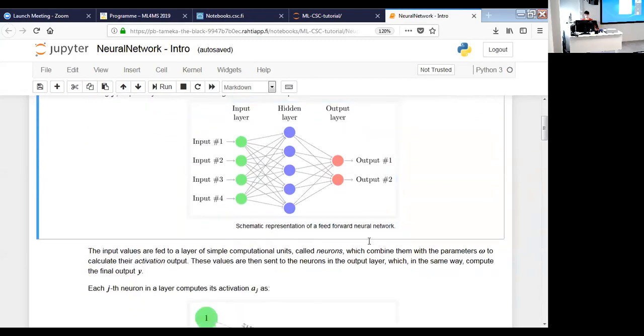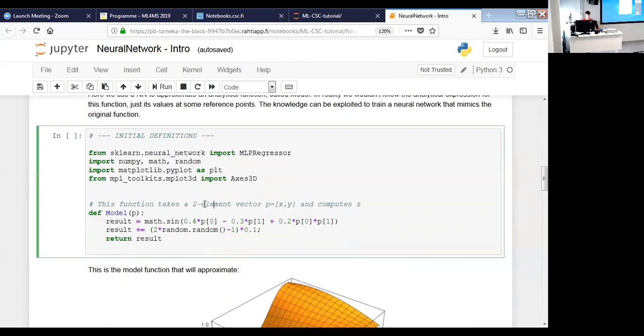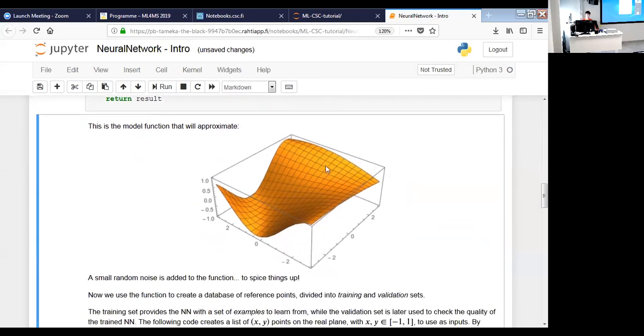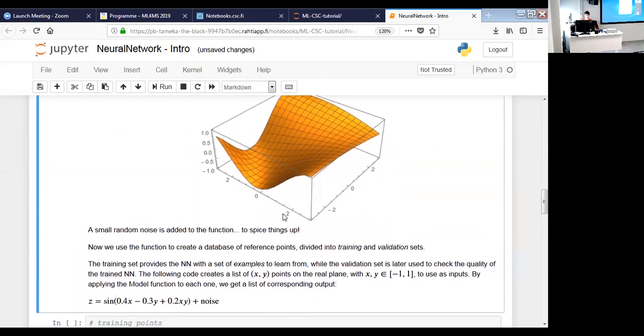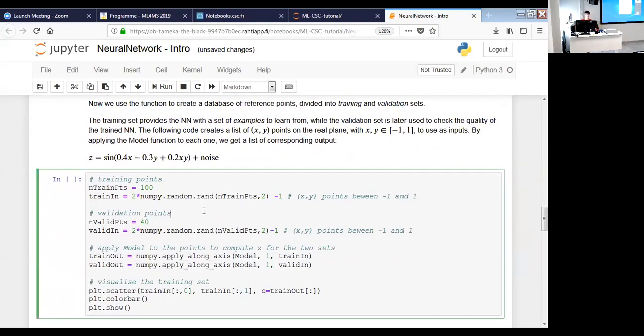Let's see it in practice. We start by defining a model, which is this analytical function, and we add some random noise to it. The analytical function has this shape, and then noise is added to it every time we evaluate. Now we create a training set, which we create by evaluating this function in some random points in space.